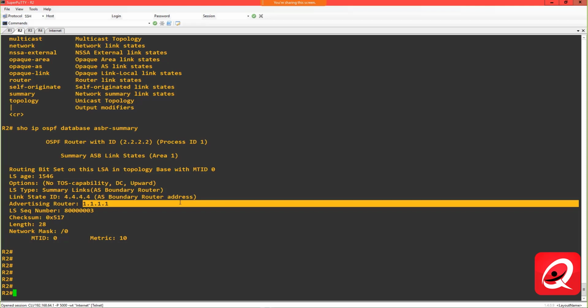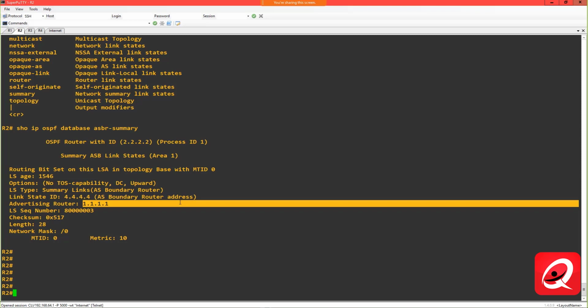So you can see it doesn't actually represent a prefix. There is a metric associated to it, just like a type 3 LSA. But I'm basically saying, look, router 2, if you want to be able to get to router 4, which is an ASBR, come to me. Okay?